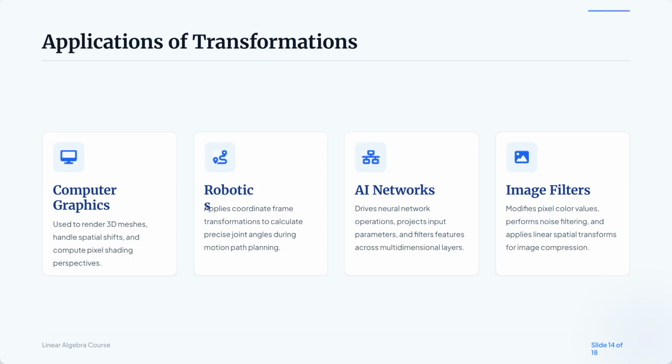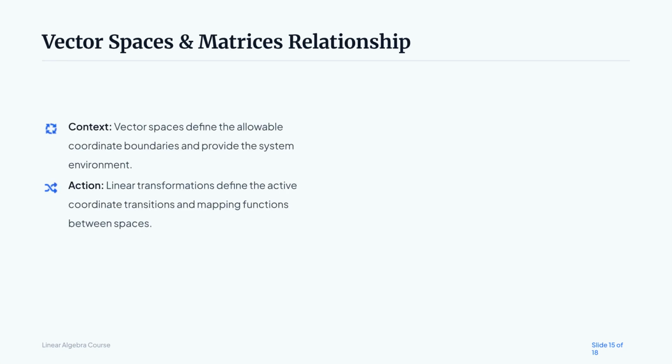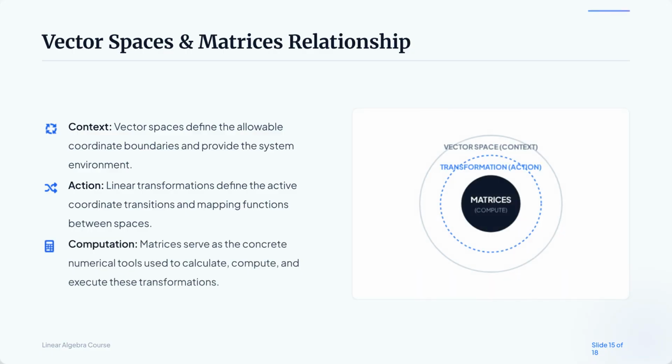These transformations we are speaking of are essential in practice. Computer graphics rely on them for 3D rendering, for example, robotics for motion planning, AI for neural network operations, and image processing for filtering and compression. Ultimately, vector spaces provide the environment, linear transformations provide the action, and matrices provide the computational tools necessary to execute these complex operations.